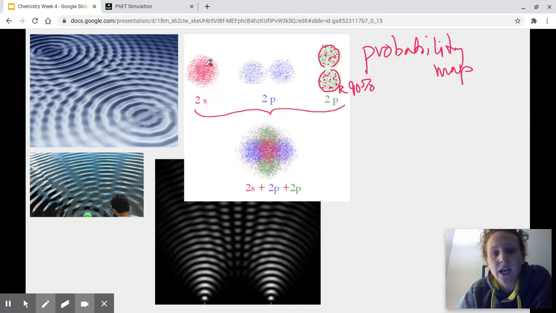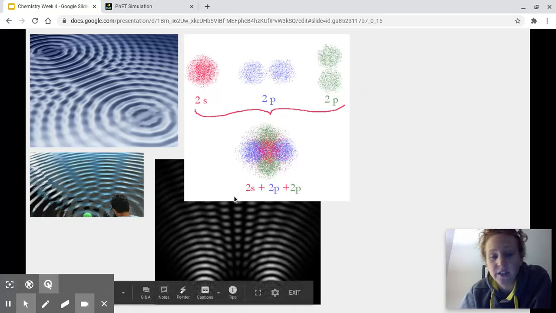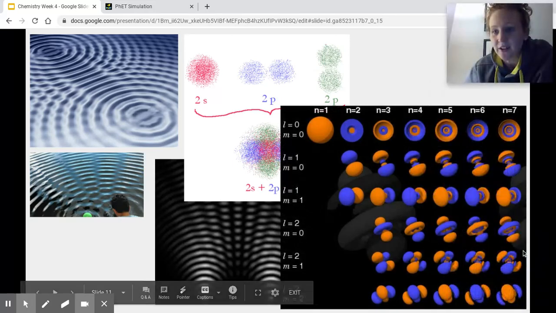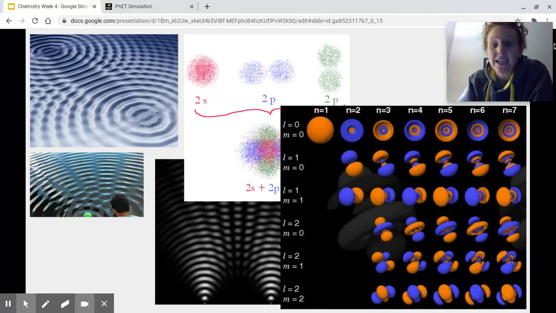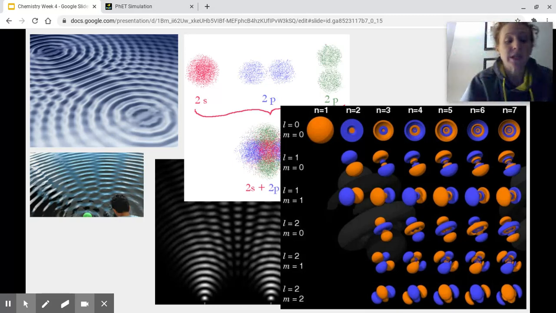You can see a couple shapes up here. They're labeled 2s, 2p, and then here there's a whole bunch of shapes overlaid with each other. Here are other interference patterns that electrons can make when they interfere with each other. And so we start to see that the place where electrons spend time is a result of their interference with each other.